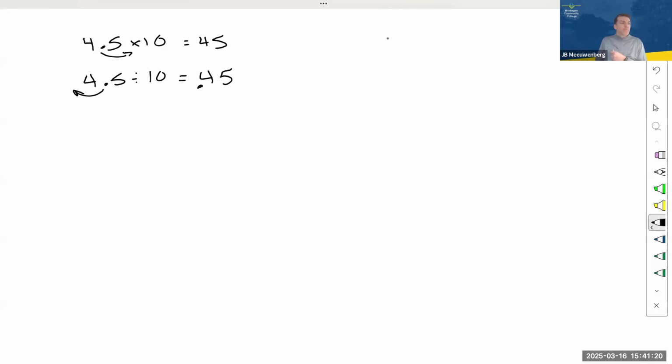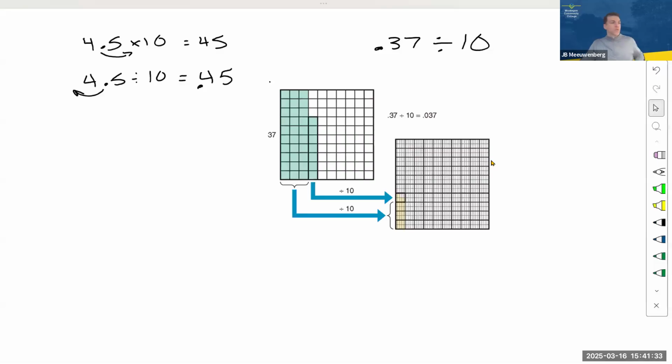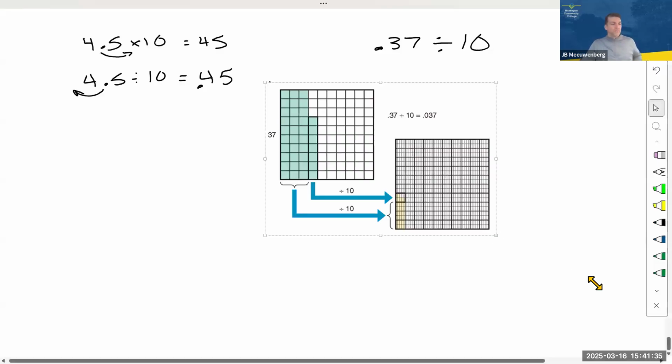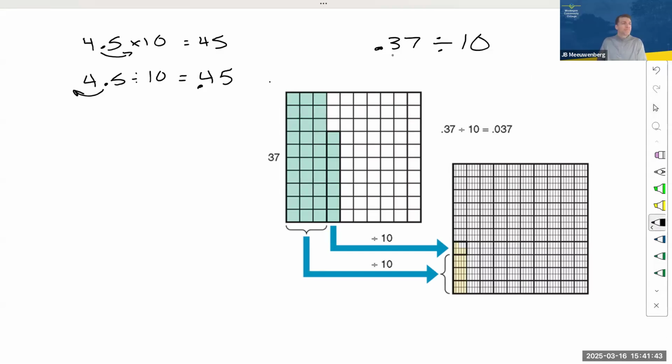So let's look at the problem 37 hundredths divided by 10, and let's look at what the diagram of this would look like. So what we have here, we will examine. Our starting number was 0.37. It's represented here by this green shaded area.